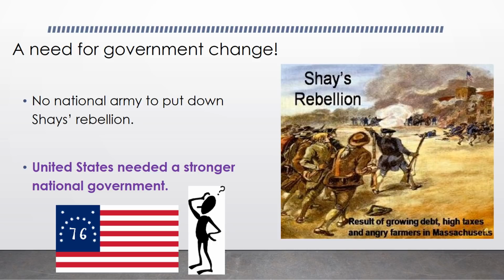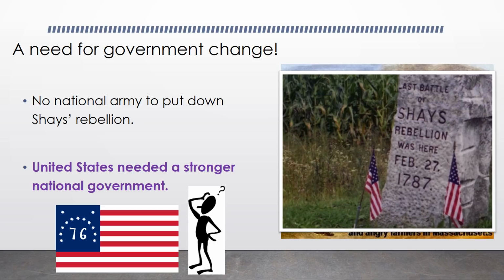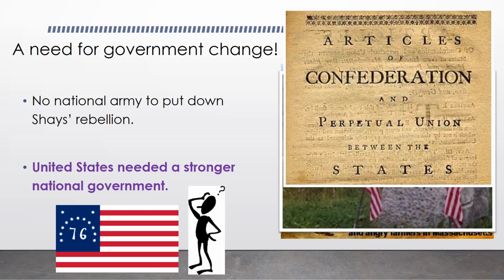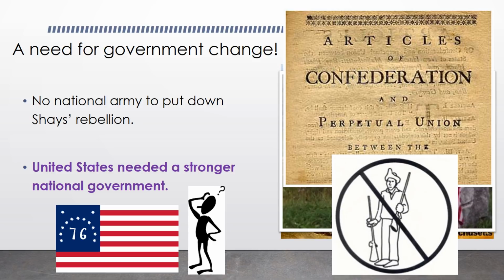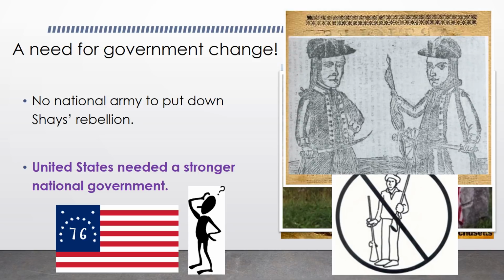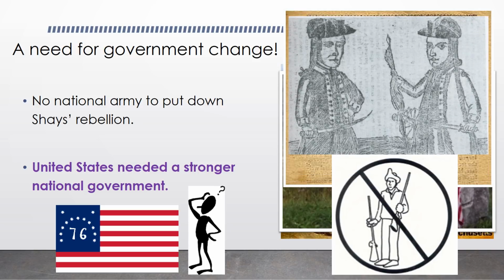Shays' Rebellion helped America see that, and now was the time to make those necessary changes to the United States governing document so that future problems and threats like Shays' Rebellion would not happen again. You see, under the Articles of Confederation, the national government had no army anymore. They had sent Continental soldiers home after the war. And because of this, there really was no national way to stop these farmers.